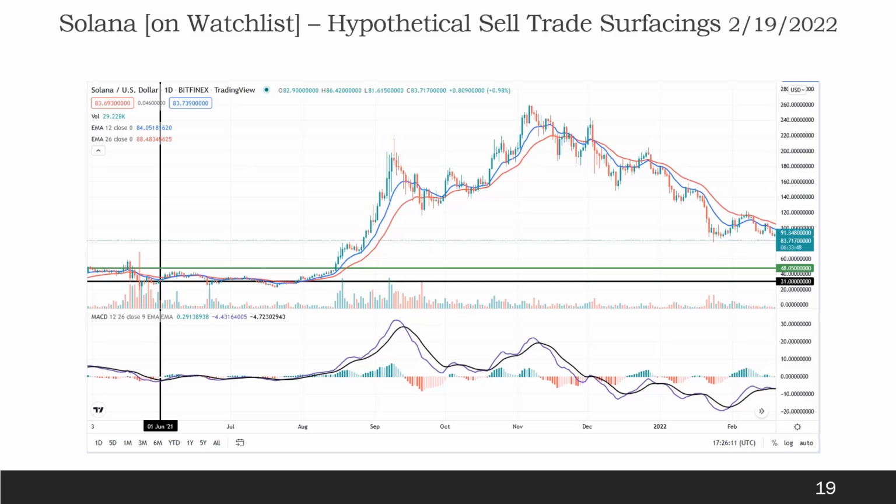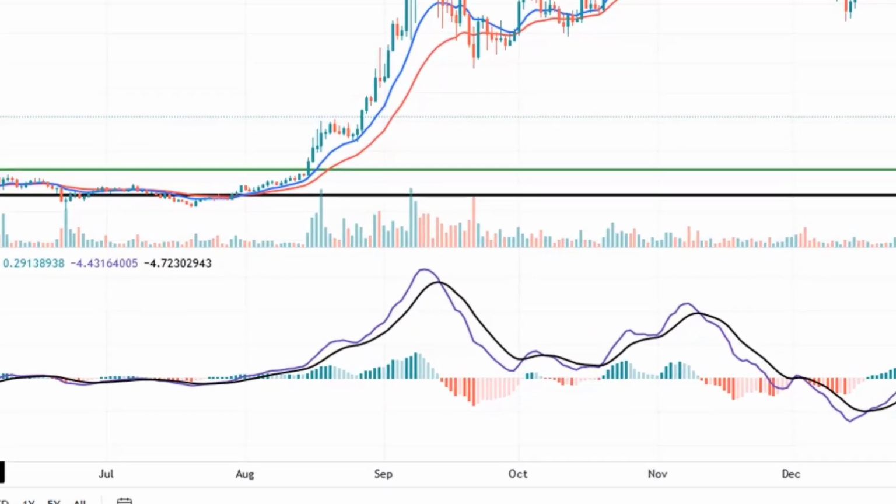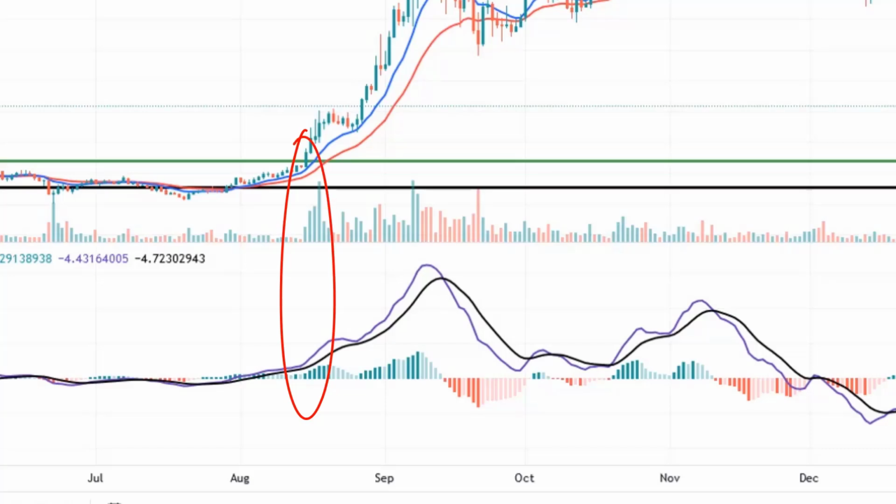Solana is being watched from June 1st, 2021, as are all of our items. See the black vertical line. Its price then was $31. See the black horizontal line. The 55% flexible target appreciation price is $48.05. See the green horizontal line. August 15th, 2021, Solana traded in a low to high range that included $48.05.